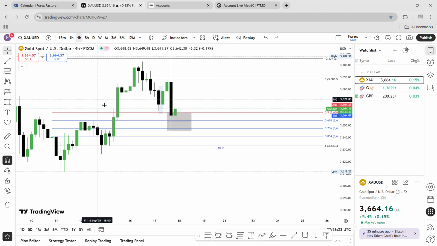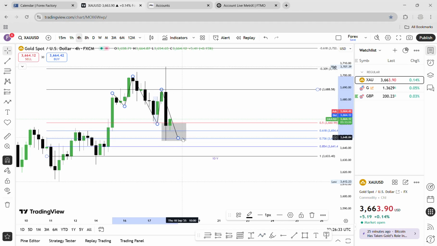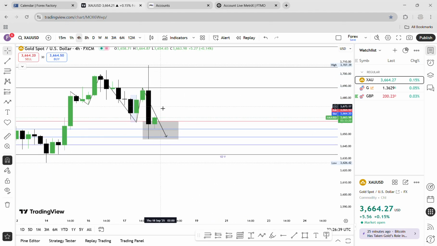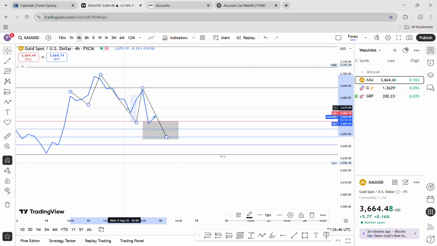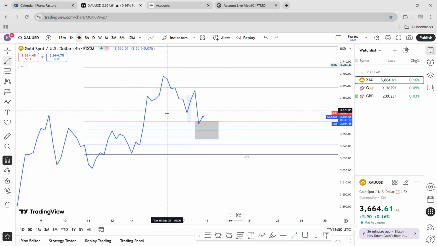Now, let's work the structure out from this 4 hour. We have a low, a lower low, a higher low, and a lower low. Lower highs and a lower low, right? Did you see any uptrend yet from here? Correct. Okay, now go to the line chart.